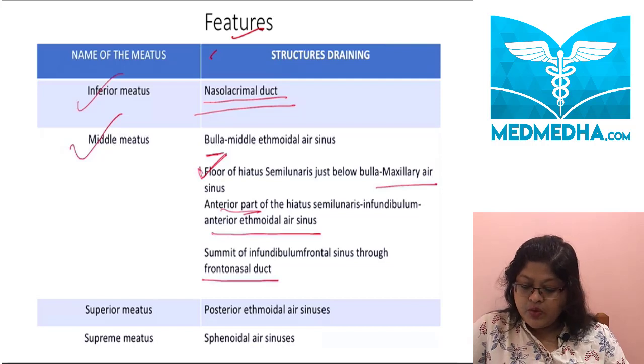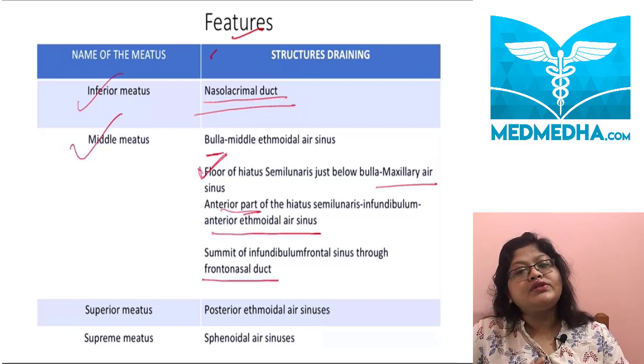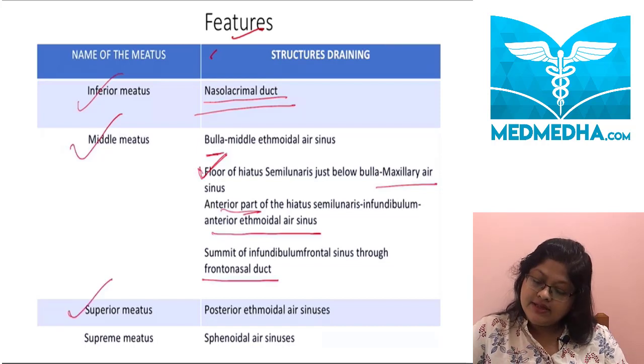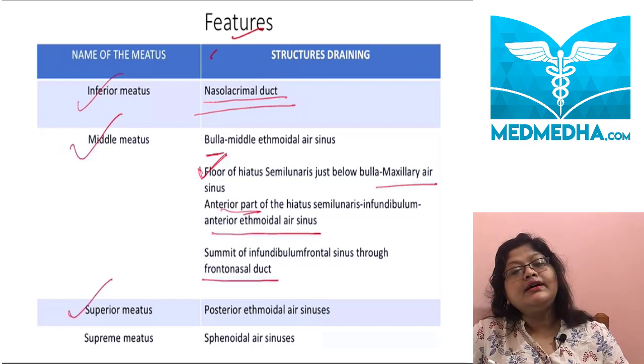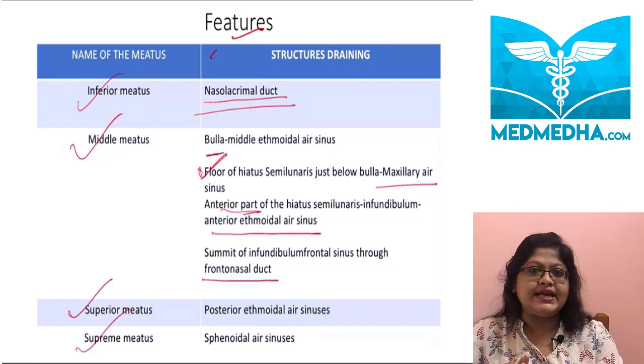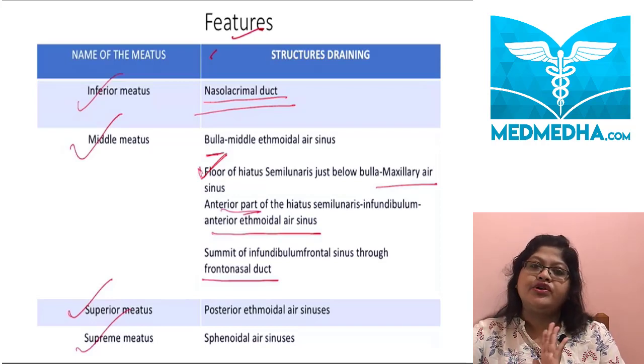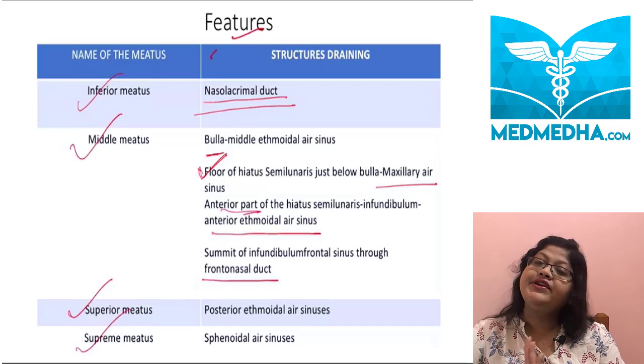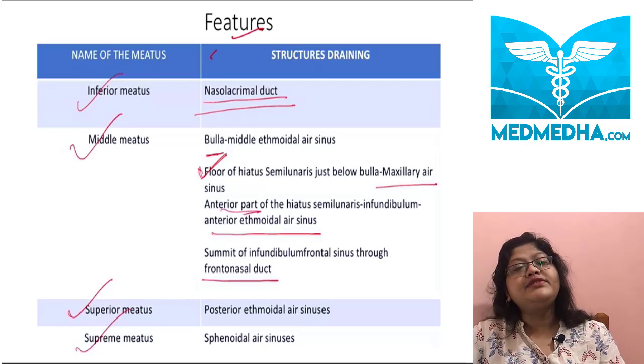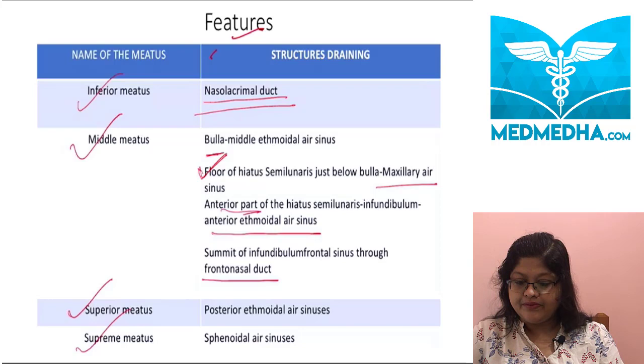Okay. In the superior meatus, it is the posterior ethmoidal air sinuses which are draining, and in the supreme meatus, the sphenoidal air sinuses. So this particular slide is very, very important, and this often comes as your short note, as your short long answer, even as your long answer. It's a part of your long answer.